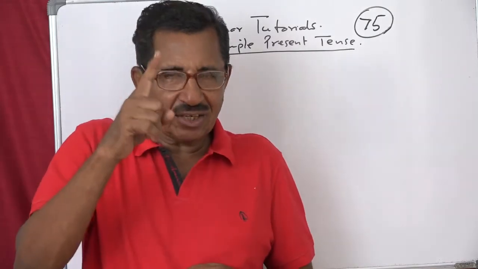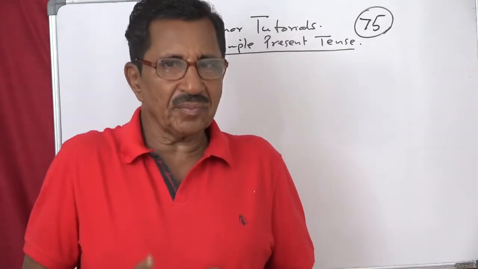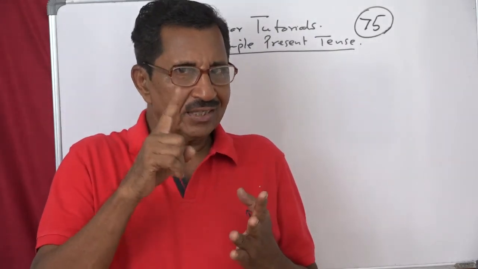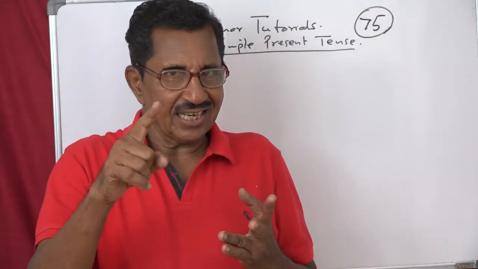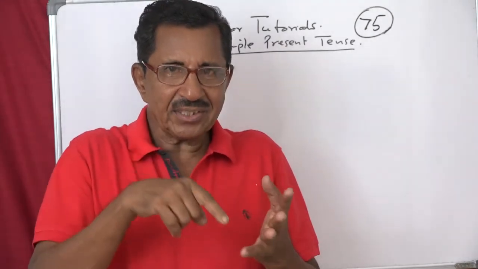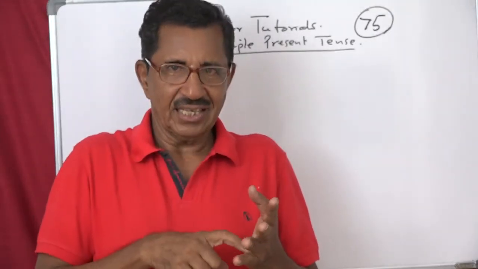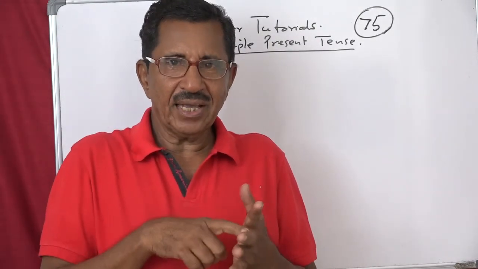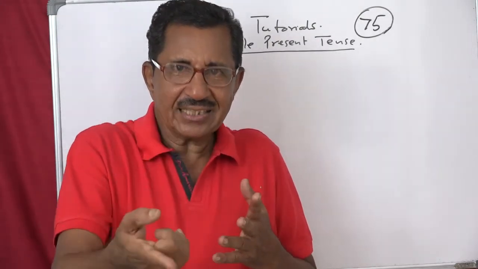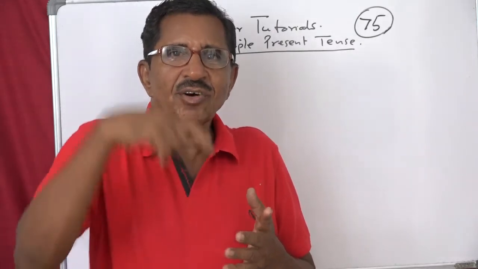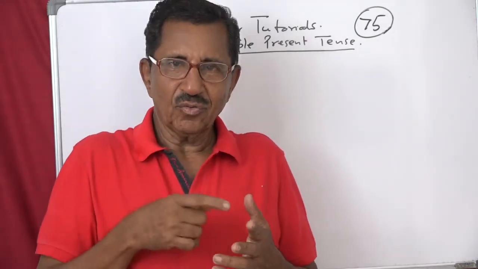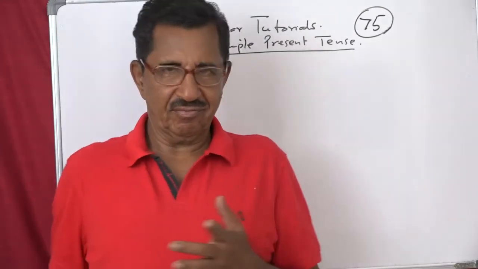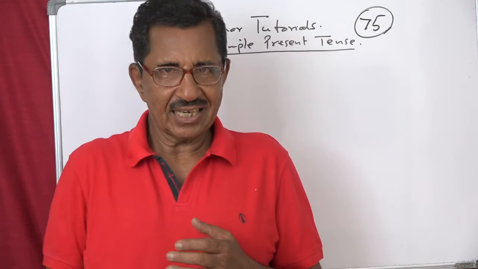And when you make a negative third person singular, one thing you should remember: he does not go. She sings, but she does not sing. He goes, but he does not go. Man cries, man does not cry. Woman laughs, woman does not laugh. Clear? Keep this in your mind.